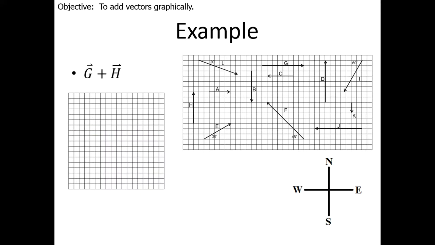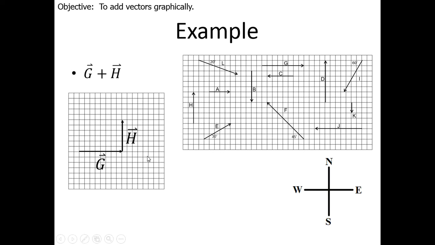Now let's go ahead and try a little bit different one. Here I've got G, which is this many units this way, but notice H is going to be going up, but the same rules are still going to apply. I'm going to go ahead and start with G here, and I'm going to place the tail of H to the head of the first one. And when I do that, I'm going to get a resultant that starts here and ends up over here.